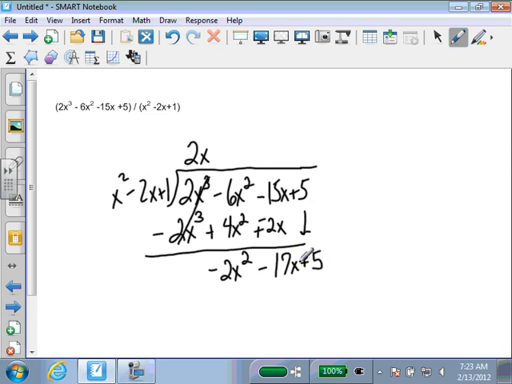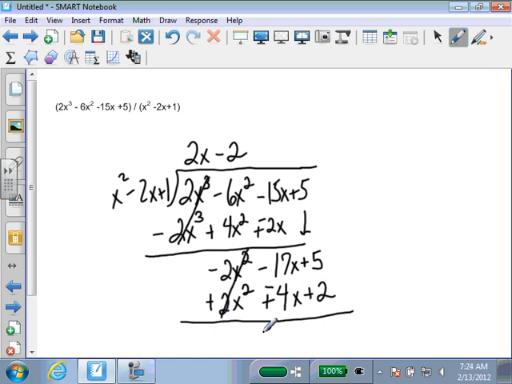And I start again. What does x squared need to be multiplied by to get negative 2x squared? Negative 2. So then everybody gets multiplied by negative 2. Negative 2x squared plus 4x minus 2. I'm going to subtract. So that would be positive, negative, positive. So let's cancel. I get negative 21x plus 7.